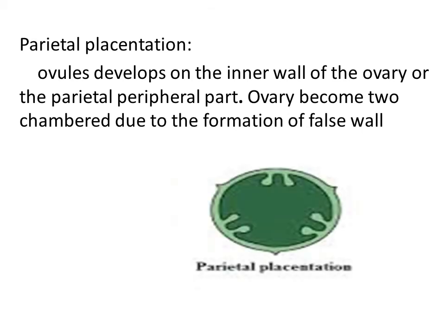So the best example is the mustard plant. In the mustard plant, the kind of placentation seen in the ovary is parietal placentation. You can have a look at the diagram. In the diagram you can notice the false wall. Clear? This false wall creates two chambers in the ovary, right? The ovules are attached to the inner wall formed by the placenta. That inner wall is called the false wall, right? This kind of placentation is called parietal placentation.